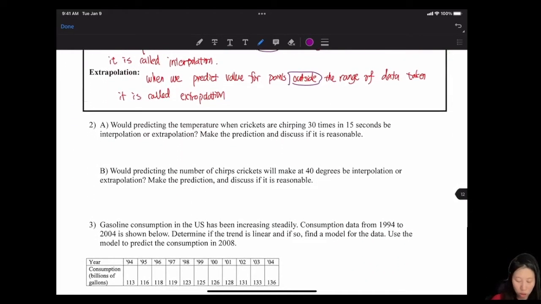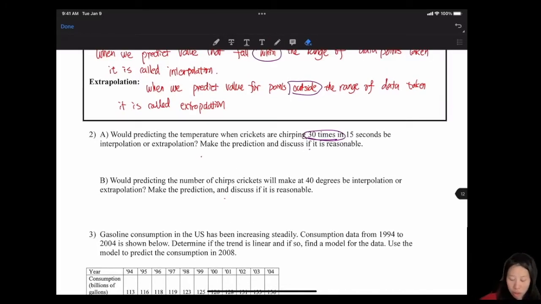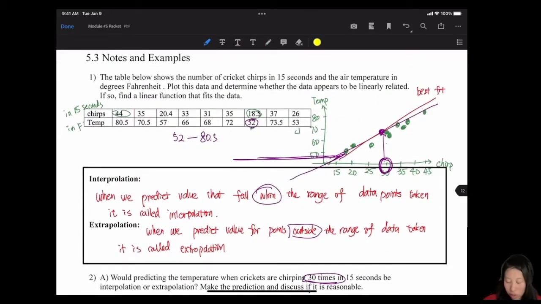Okay, so we're predicting the temperature when the cricket is chirping 13 times in 15 seconds. Would it be interpolation or extrapolation? Make the prediction and discuss if it is reasonable. Okay, 13 times. Is the cricket chirping 13 times in 15 seconds interpolation or extrapolation? Now take a look at our graph. If you look at the graph, 13 times, or look at just the data that we connected for the chirps.